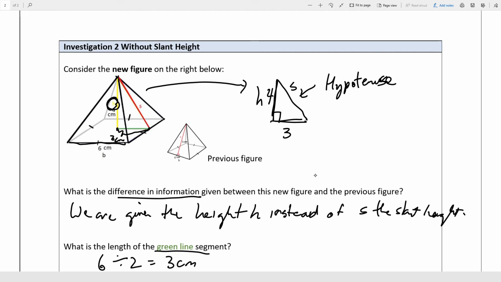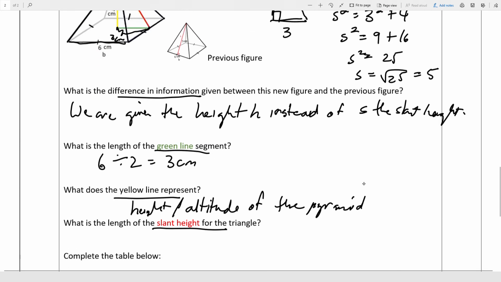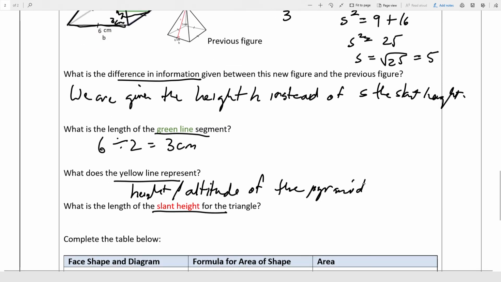So we can calculate the slant height by using Pythagoras. So slant height squared is going to be 3 squared plus 4 squared, right? So slant height squared is 9 plus 16, which is 25. And then we square root 25 to get s, which is 5. Okay, so what is the length of the slant height? Slant height s is equal to 5.